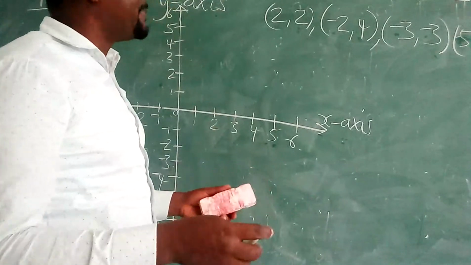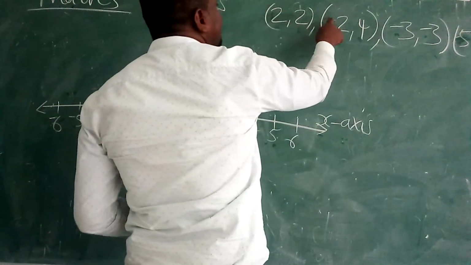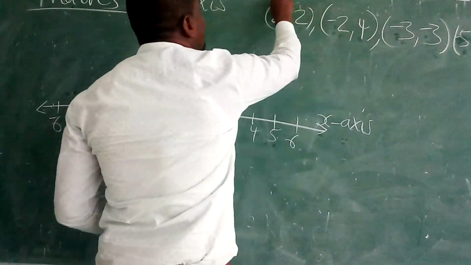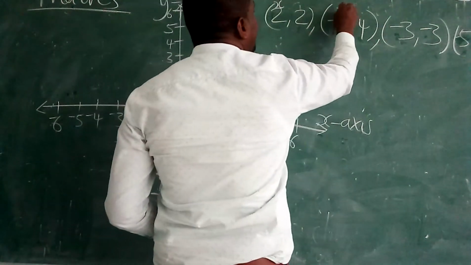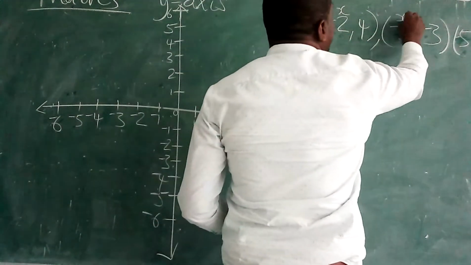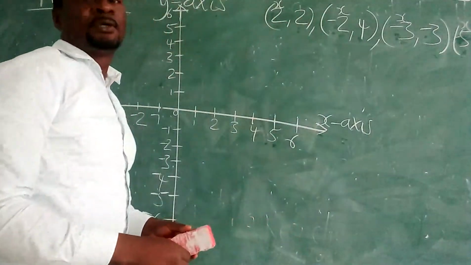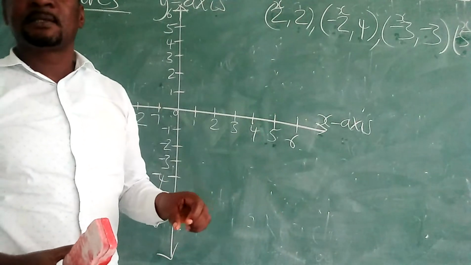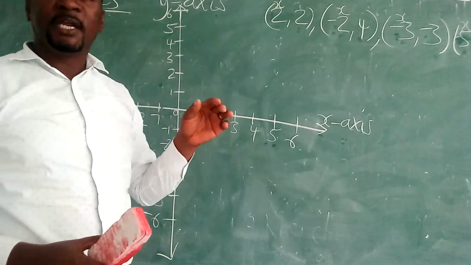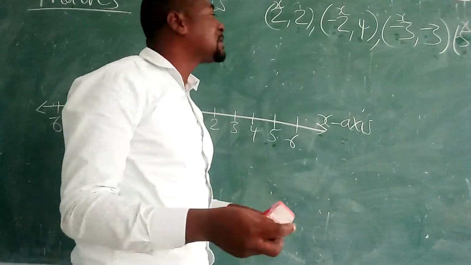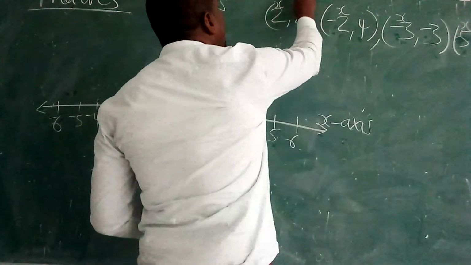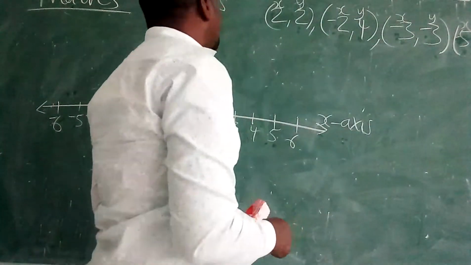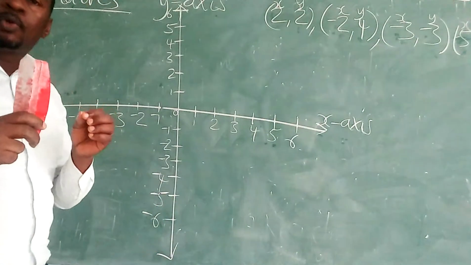Now, the first numbers, the numbers that are starting, are x. You have to find these numbers on the x-axis. So always the first numbers are found on the x-axis, and the second numbers are found on the y-axis. Here is y, here is y. The second numbers are found on the y-axis.